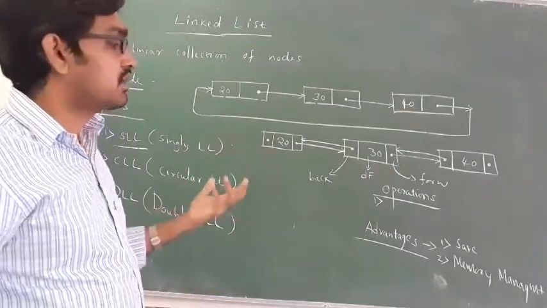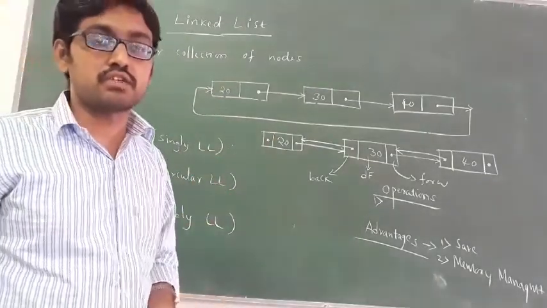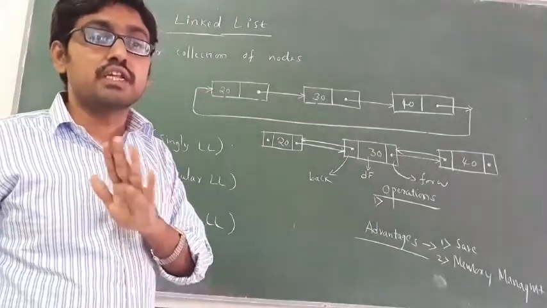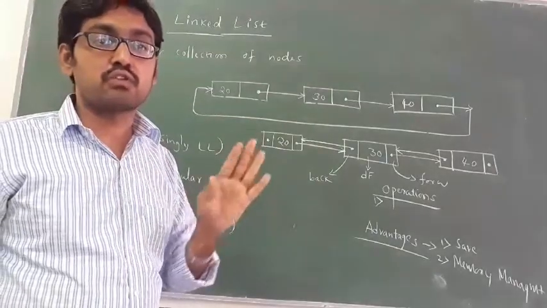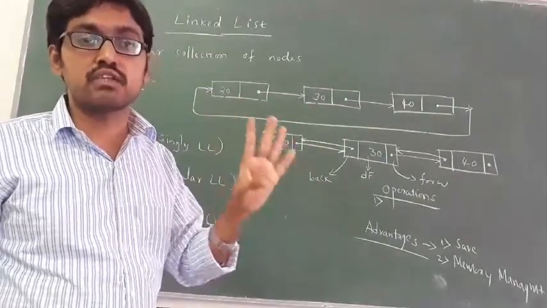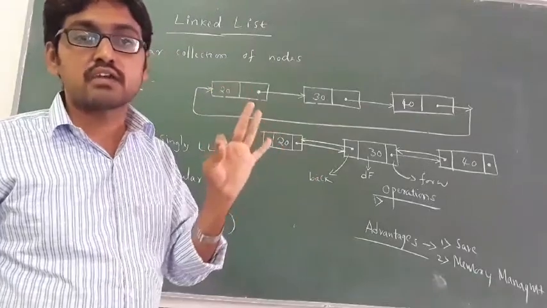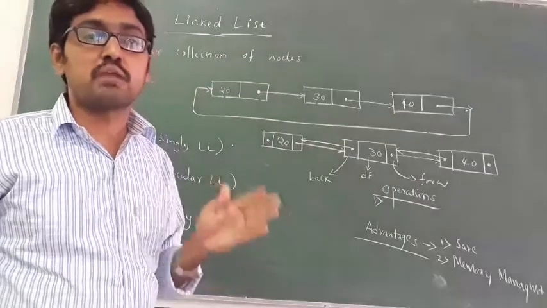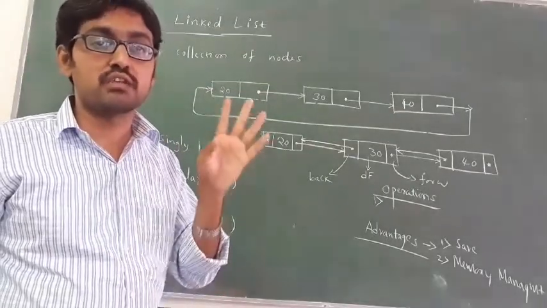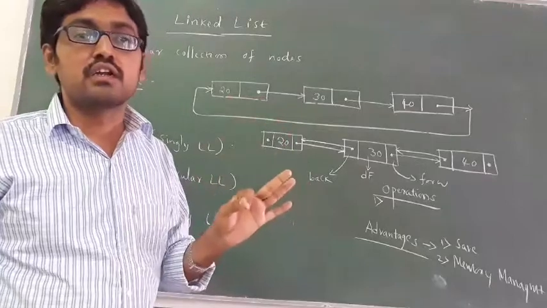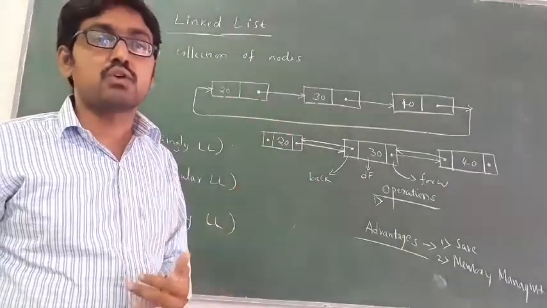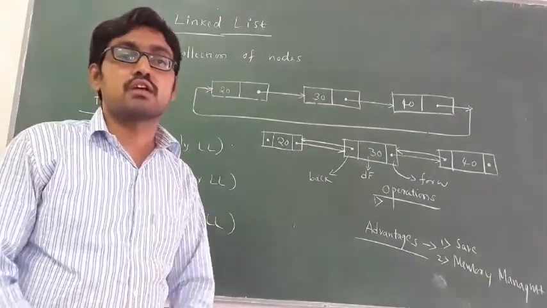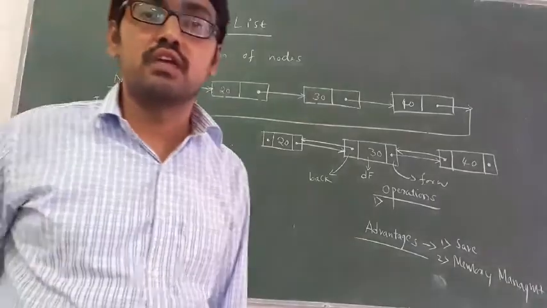In the next class we have to go on. These are all linear data structures. In this chapter you have to learn 4 linear data structures. First is array, then stack, queue, then linked list. Among non-primitive data structures you have 2 types: one is linear, the other is non-linear. Next class we will discuss the non-linear data structures. You have to remember this. I am sending notes also; you have to write the notes. Thank you.